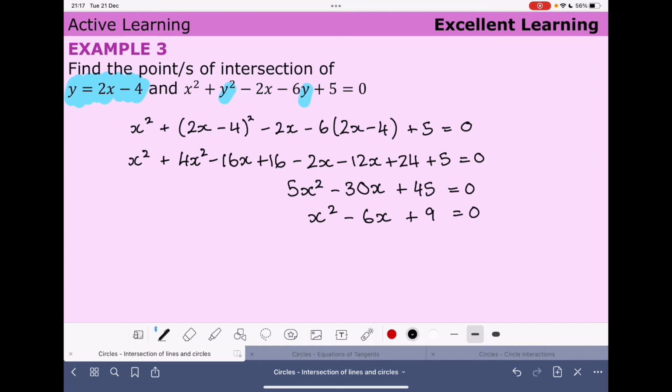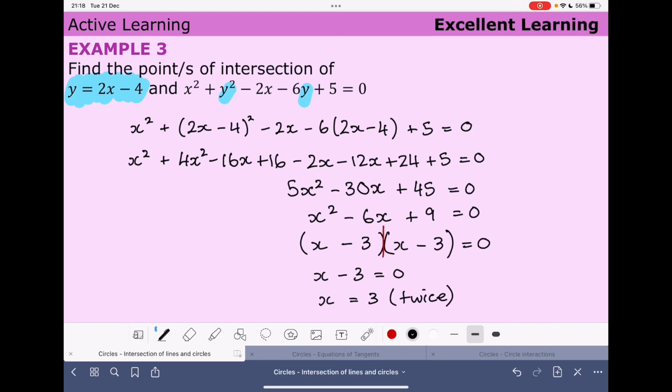And this time there's no danger of us trying to solve this any differently. We've got everything on the left, it's equal to 0. We're going to go ahead and factorise. This one's actually a perfect square as well, so our line is going to be a tangent. We get x minus 3, x minus 3. We're going to split and solve. And we get x minus 3 equals 0 and x equals 3 twice. Yeah, one from each of those. But it's a repeated point, so there's only one point of contact.